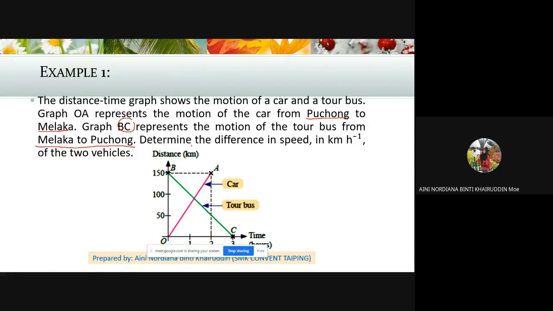Okay, so soalan dia, determine the difference in speed in kilometer per hour of the two vehicles. So kita nak cari different speed. So you need to find the gradient because the gradient is the speed. Kat sini lah you kena tahu. Soalan tanya speed kan. So macam mana cari speed? Speed tu sebenarnya adalah gradient.